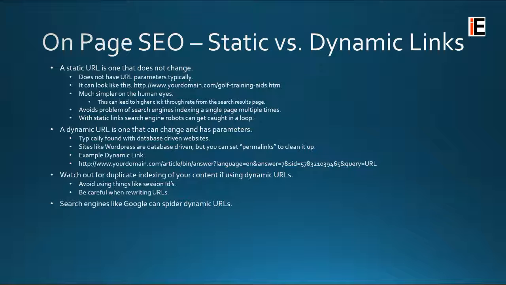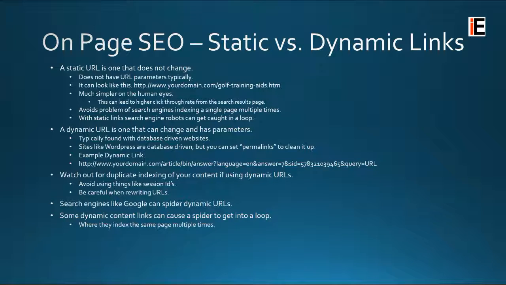The search engines like Google can spider dynamic URLs, and they are getting better at that. Some dynamic content links can cause a spider to get into a loop, and again, we already mentioned that. That could be a problem, where they just keep going back and forth, and then they can't spider out and find your other pieces of content.